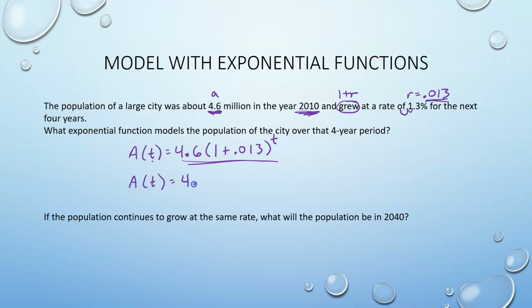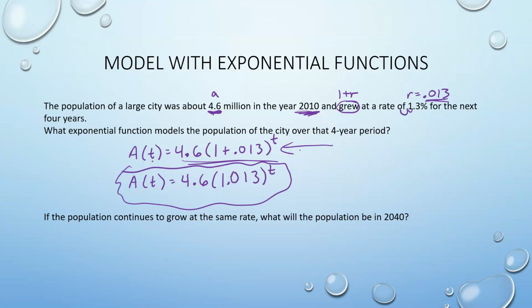Otherwise, if they don't care, you could simplify. It's 4.6 times 1.013 to the t. Okay, so typically this is the function that I would work with. But again, I think there's one on your homework where Pearson makes you put the plus in between there. They want to see it all.